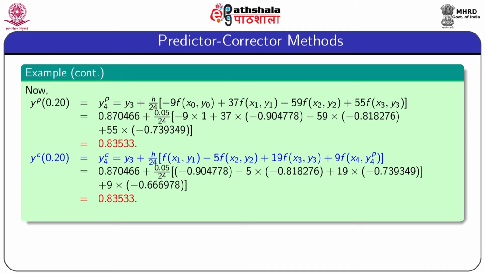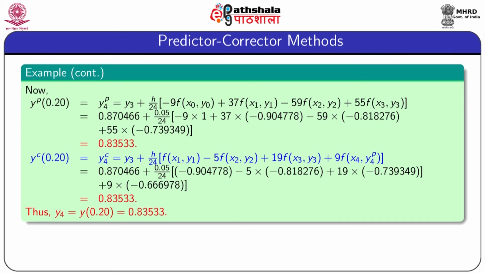Note that these two values are exactly the same. So no further iteration is required to modify the predicted value or this new corrected value. Hence finally y4 equal to 0.83533. So this is the value of y at x equal to 0.20, correct up to 5 decimal places.